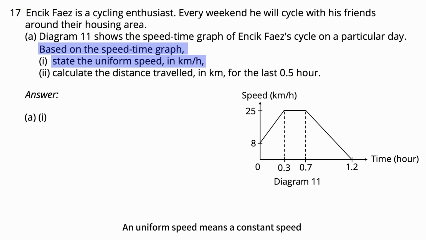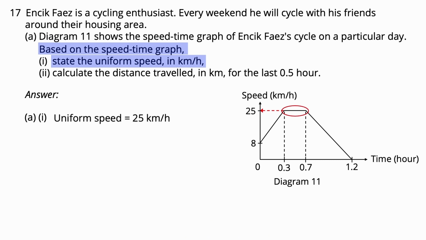Uniform speed means a constant speed over a period of time, which you can identify as the flat, horizontal section of the speed-time graph. This happens between 0.3 and 0.7 hours, where the speed remains constant at 25 kilometers per hour. Therefore, the uniform speed is 25 kilometers per hour.